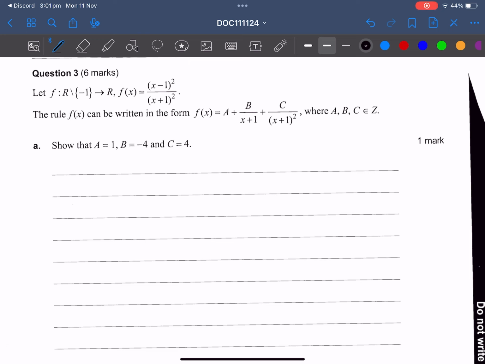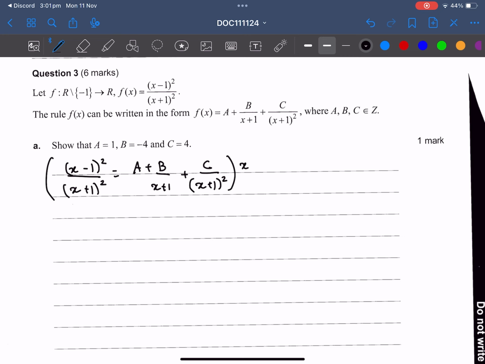So our f of x is this. This can be written in the form of this. Show that a equals 1, b equals minus 4, and c is equal to 4. Okay, so (x minus 1) whole squared divided by (x plus 1) whole squared is equal to a plus b on (x plus 1) plus c on (x plus 1) whole squared.